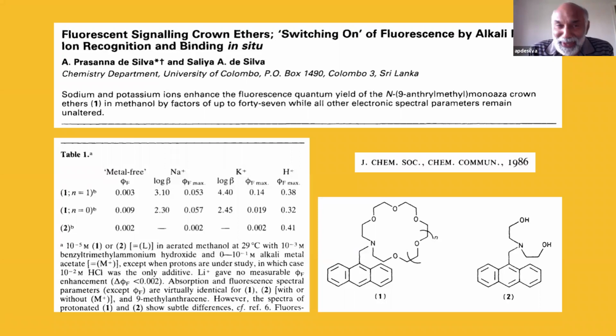So called it signaling crown ethers. And crown ethers is that big ring you see in the bottom right hand. 5 oxygens and 1 nitrogen there. It's like a crown on a head. And at that time, it was soon after a Nobel Prize was given for crown ethers. So they were quite popular at the time. And so we were able to now show that you can do alkali metal ion recognition.